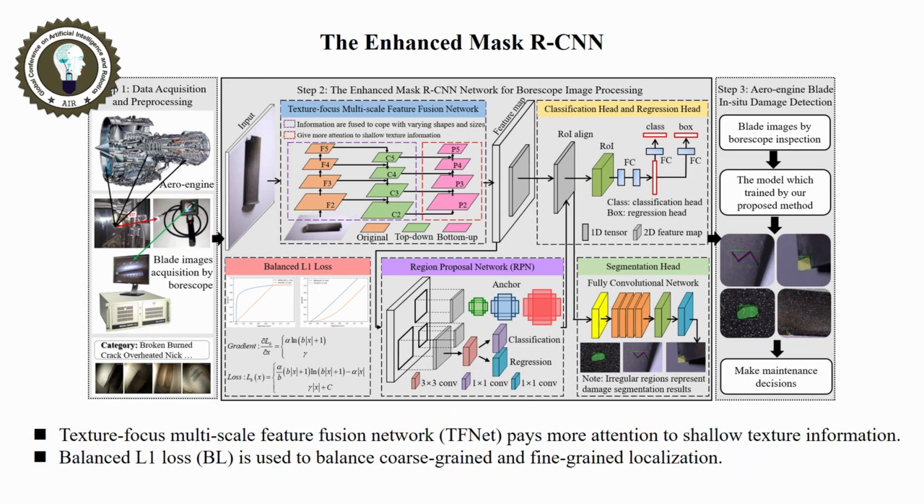The enhanced Mask R-CNN network with three functions of damage mode classification, damage localization, and damage area segmentation is constructed. It is suitable to become the basic network. The TFNet is designed to give more attention to the shallow texture information, which reflects the types of blade damage and facilitates the localization and segmentation of the damage. Meanwhile, the information transmission path is shortened by the deep and shallow layer feature fusion module. BL is introduced into the network to improve the accuracy of damage detection by adjusting the gradient and loss of easy samples to achieve a balance between coarse grain and fine grain localization.